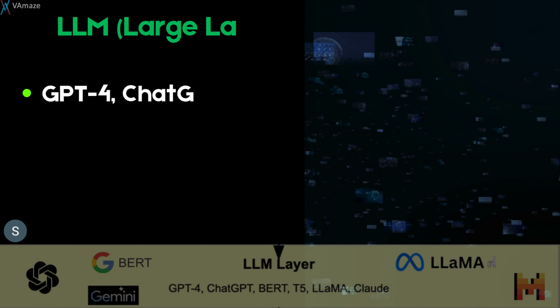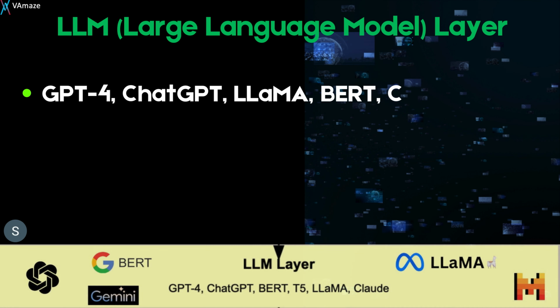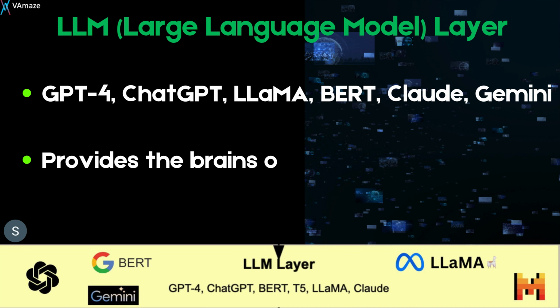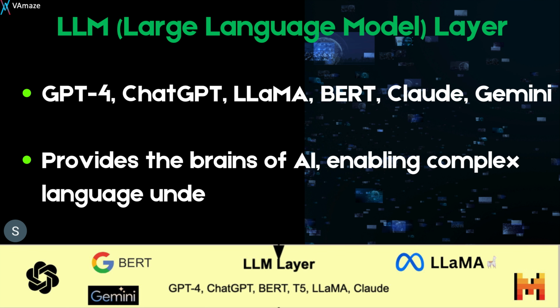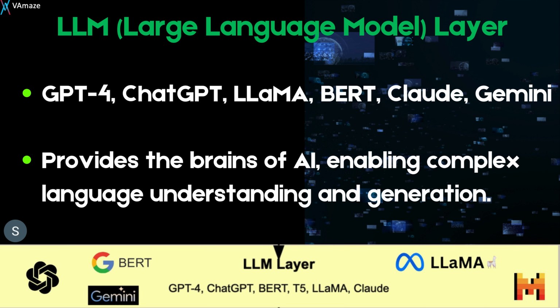So in this layer we look at the large language model layer. The LLM layer includes advanced language models such as GPT, LLaMA, and BERT, etc. These models serve as the heart of AI applications, enabling them to understand and generate human-like language. They are essential for any AI stack that involves language comprehension and interaction.